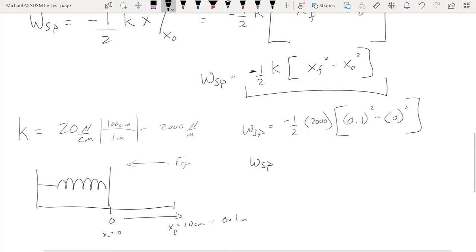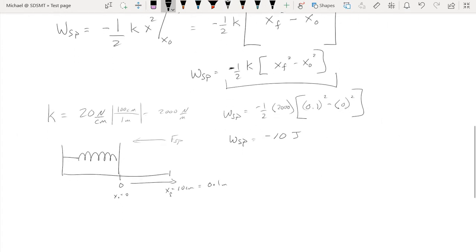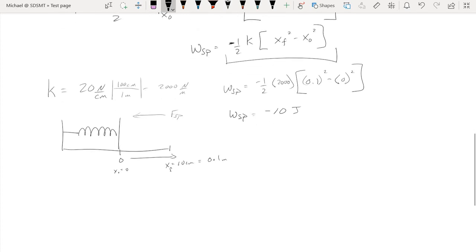Alright, so I'm getting my calculator app to open here. It's being slow for some reason. But we have half of 2,000, which is 1,000, times 0.1 squared. And that's going to come out to equal negative 10 joules. There we go. All right, so work was done by the spring in an amount of negative 10 joules, getting from the equilibrium position out to the 10 centimeter mark.